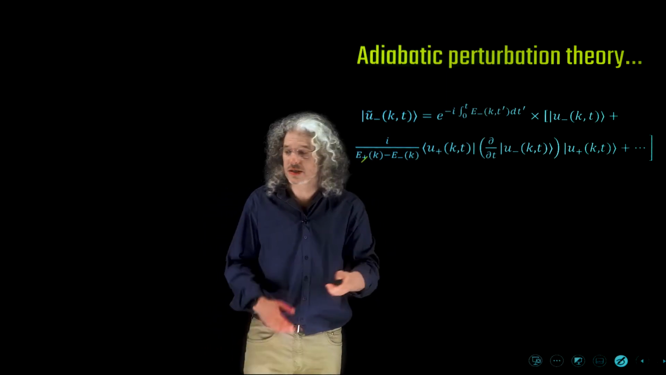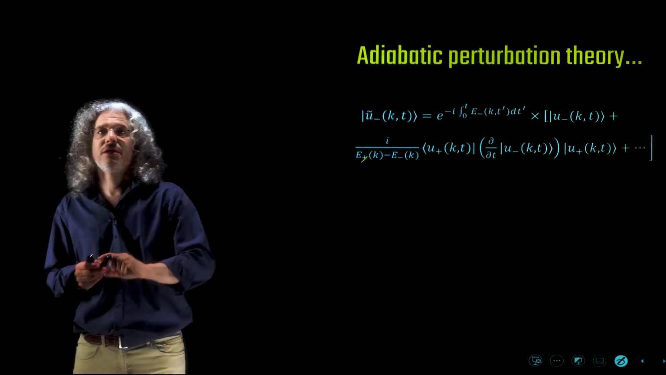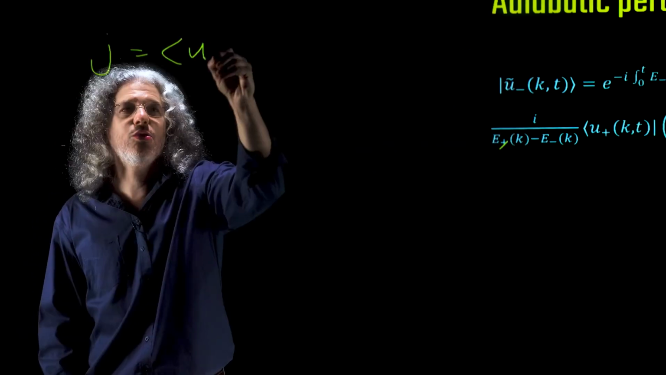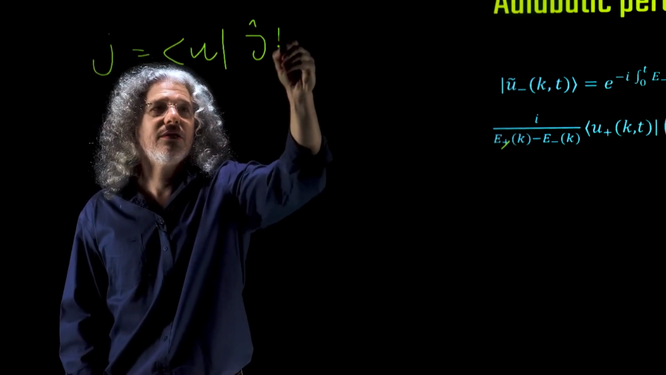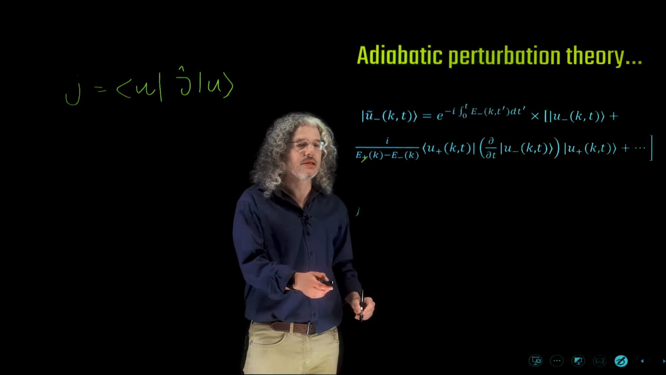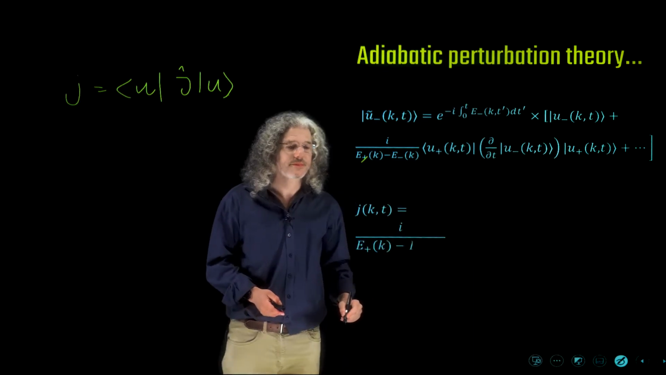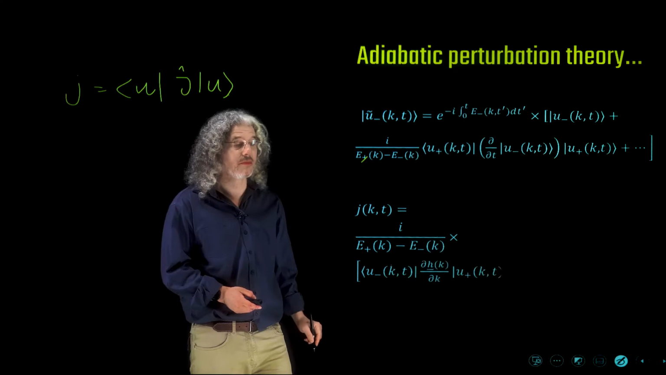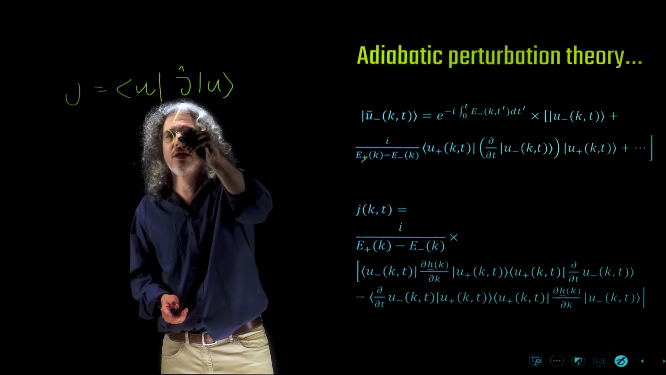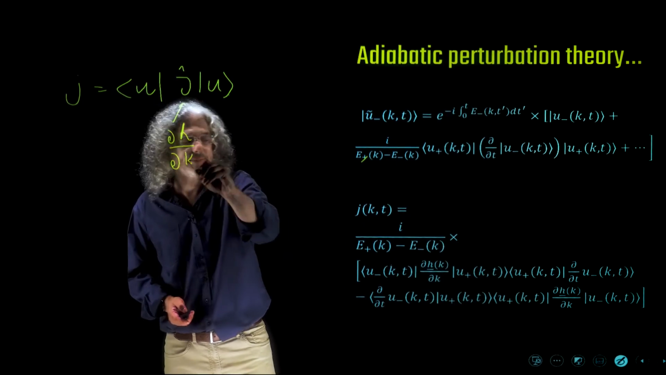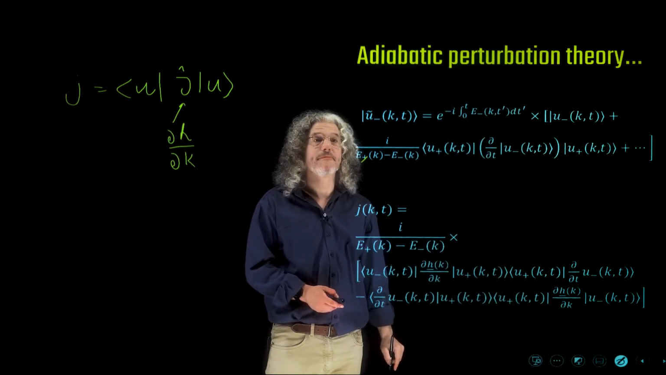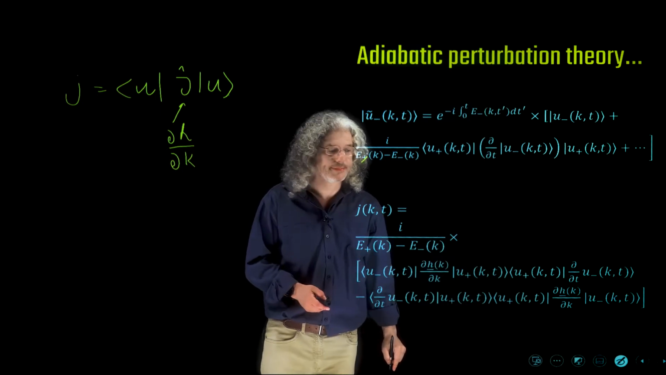For the expression for the current, I remind you that the average j was something like u tilde times the operator j times u tilde. So what we get is this expression for j of k and t: 1 divided by E plus of k minus E minus of k, times u minus, dH/dk, this because j was, remember, dH/dk. So this is the expression that we get for the current j of k and t.